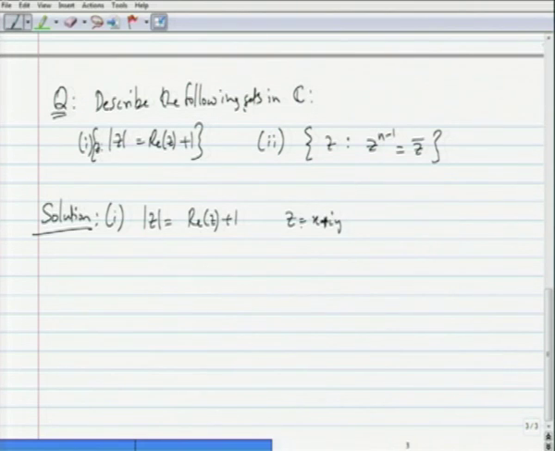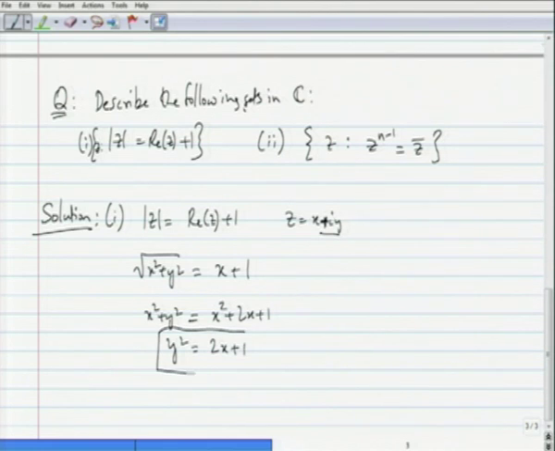Okay. So, the modulus of z is the square root of x squared plus y squared when I write z like that, and the real part of z is x, and then plus 1. So, this is what you are looking at. Square both sides, you get this. So, you get y squared is 2x plus 1. So, that is the description.